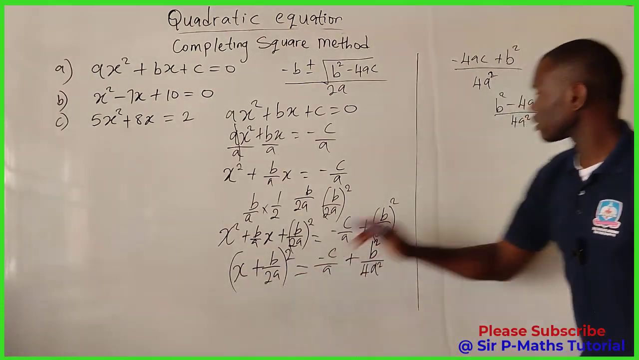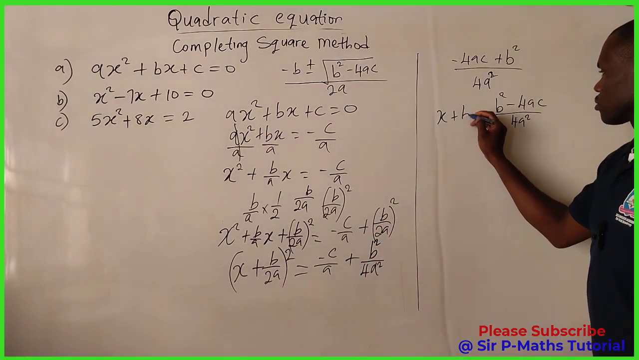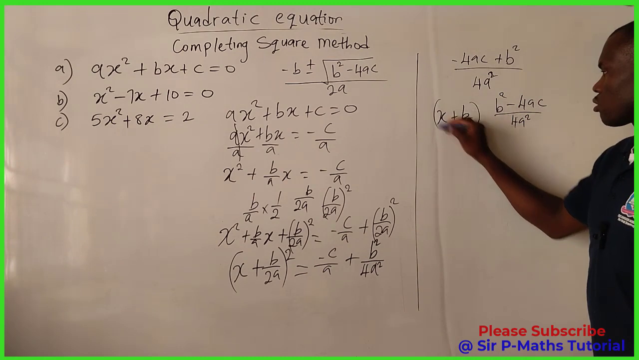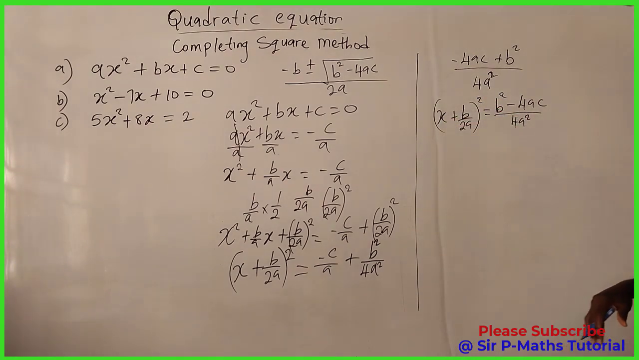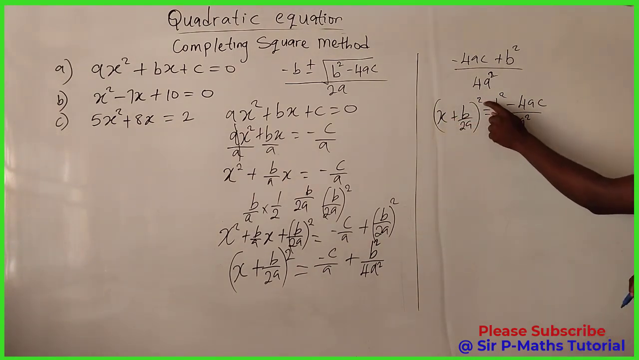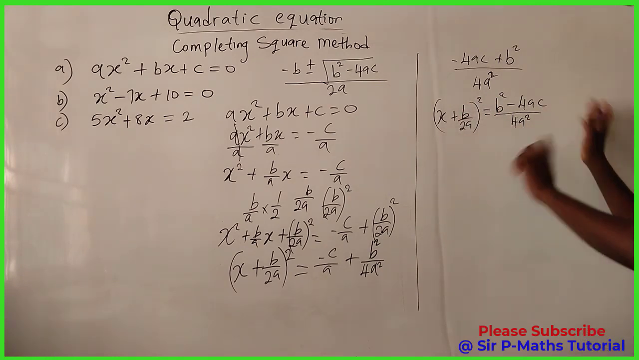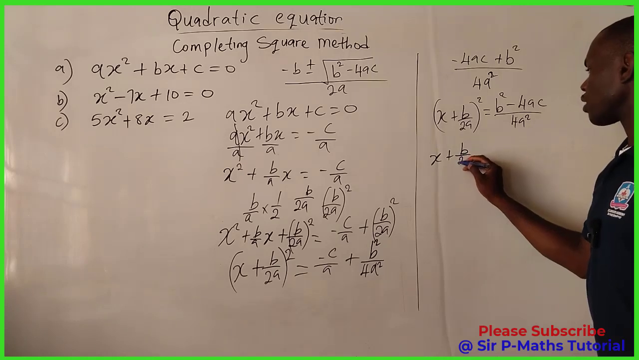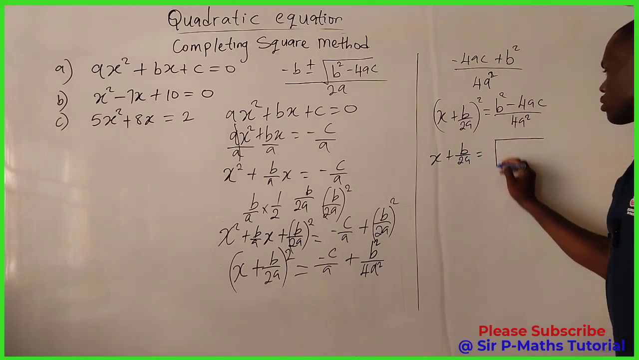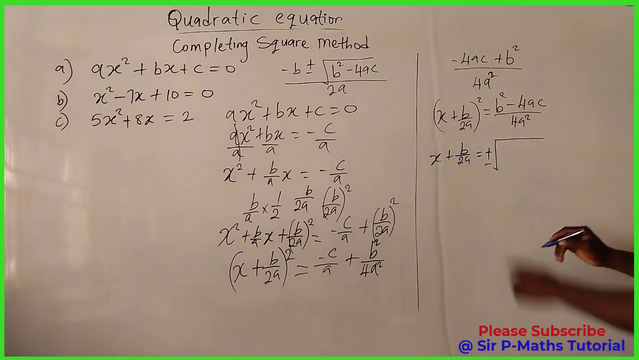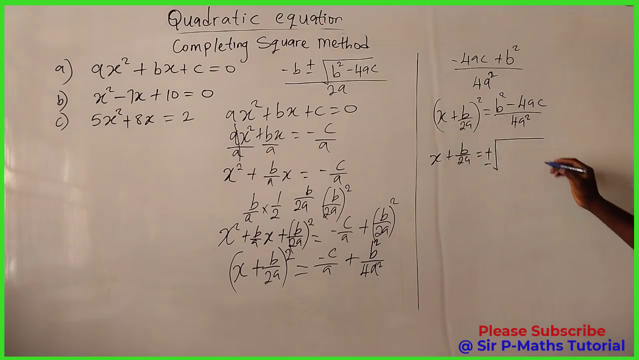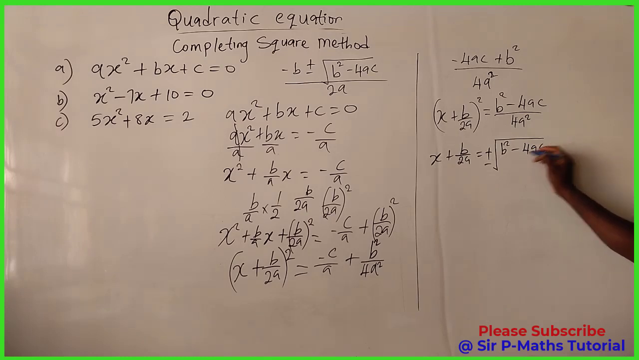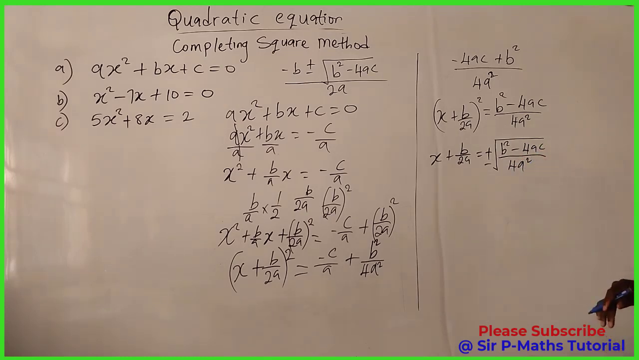Then we'll bring the left hand side. We'll have x plus b over 2a all squared. The next thing we do is to eliminate this square here. To eliminate it, take the square root of both sides. I will have x plus b over 2a equal to the square root of, don't forget to put plus or minus because we are solving quadratic equations, b squared minus 4ac over 4a squared.